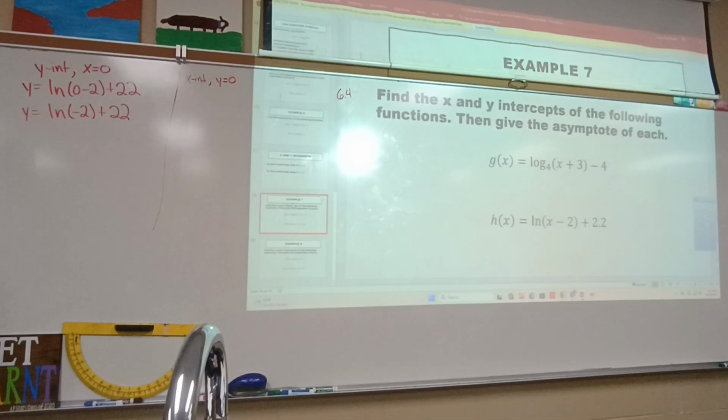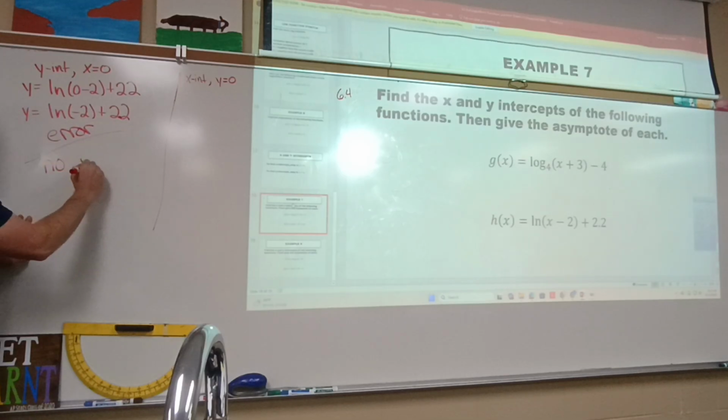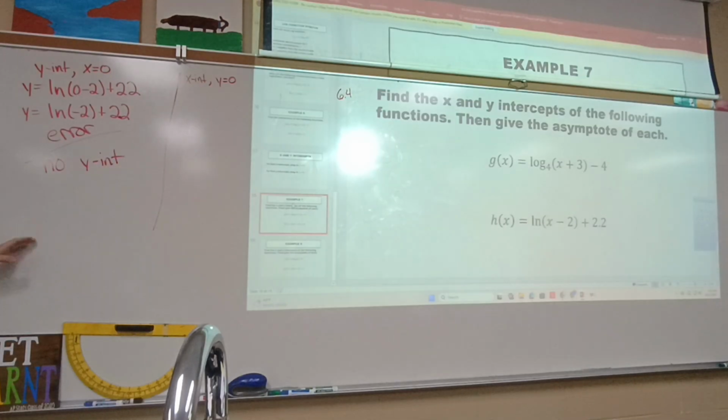Where did I get 2.2? You're right. What's natural log of negative 2? Try it out for me. See what happens. No y-intercept. Can we have functions that don't have a y-intercept? Yeah, we can, right? Because the natural log function looks like this. It doesn't even have a y-intercept.